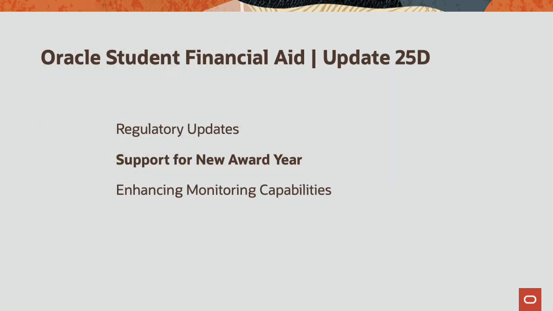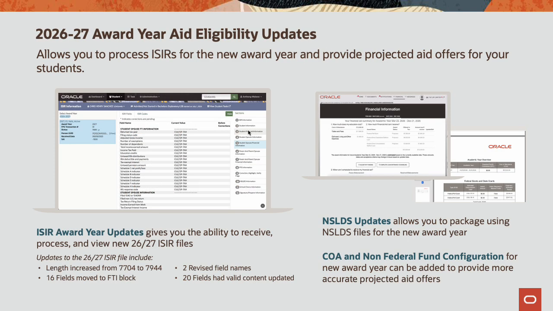Let's look next at supporting aid eligibility for the new award year. With 25D, you'll now be able to process ICERs for the new 26-27 award year. This means you can receive, process, and view new ICER files, allowing you to provide timely and accurate projected aid offers to your students. Some highlights of the ICER award year updates include the overall file length being increased, and several fields have been reorganized, with 16 fields now moved to the FTI block. There are updates to field names and content, with 2 field names revised and 20 fields that now have updated valid content.